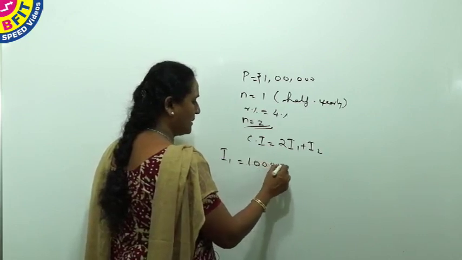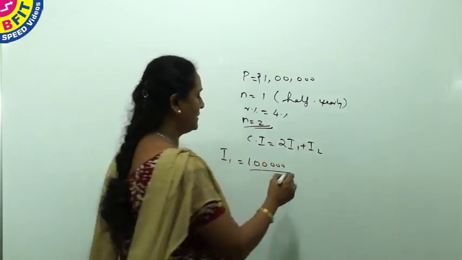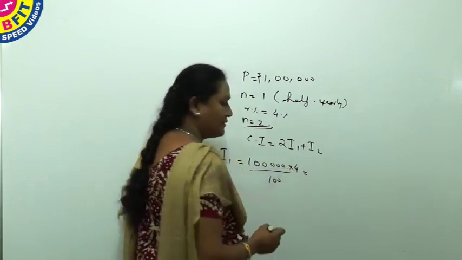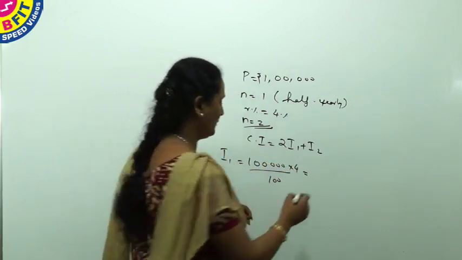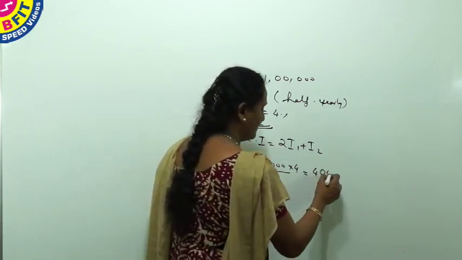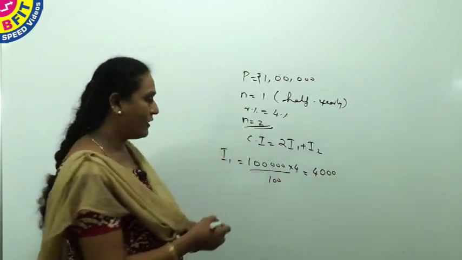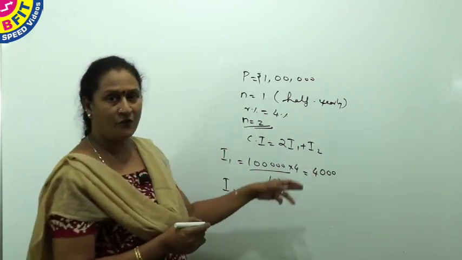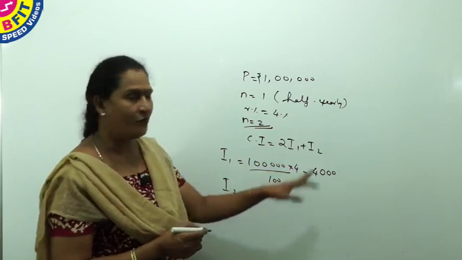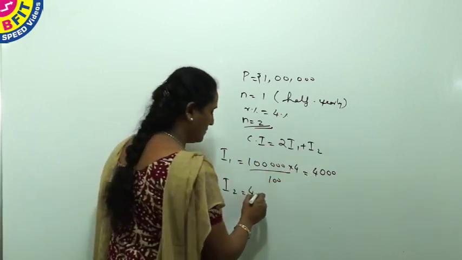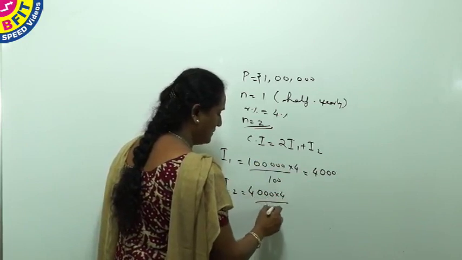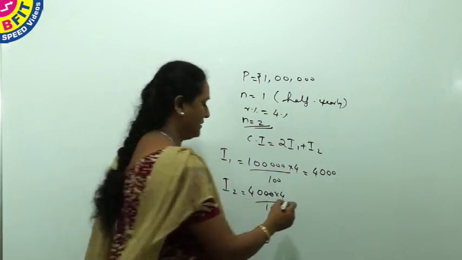So on this 1 lakh, the rate percent is 4. What is 4% of 1 lakh? It is 4,000. And now we will calculate I2, that is 4% of this I1, 4% of 4,000. So what is 4% of 4,000? It is 160.